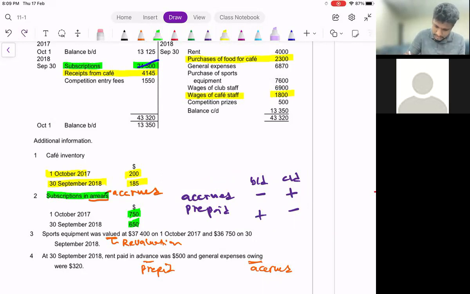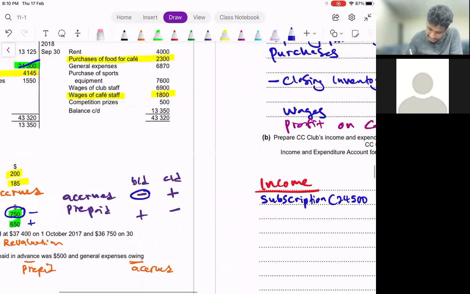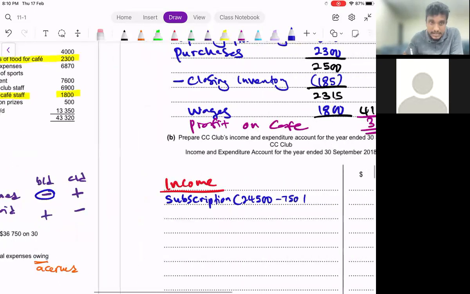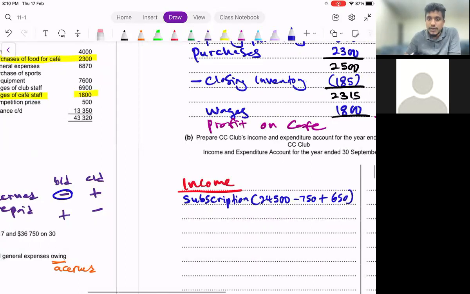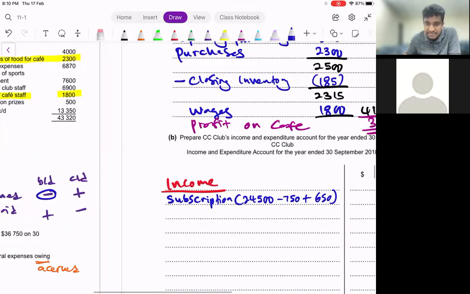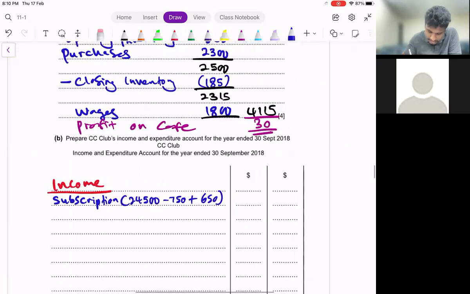Arrears means accrued. If you see 750 is opening, this is the BD and this is the CD. 1st October is the BD, 30th September is CD. So this one you will be minus, this one will be plus. So 24,500 minus 750 plus 650, I get a total subscription of 24,400.